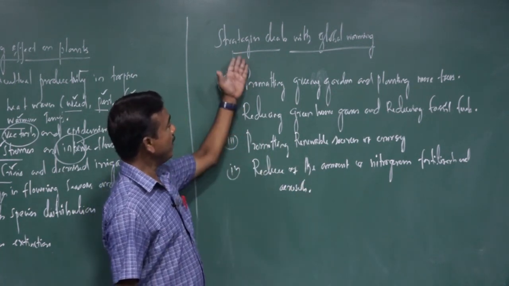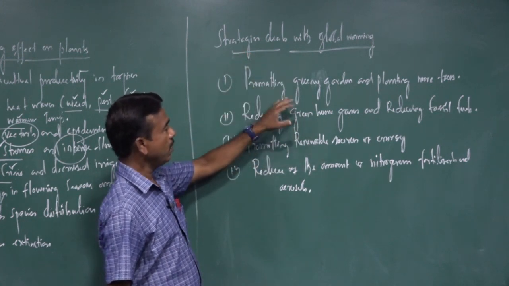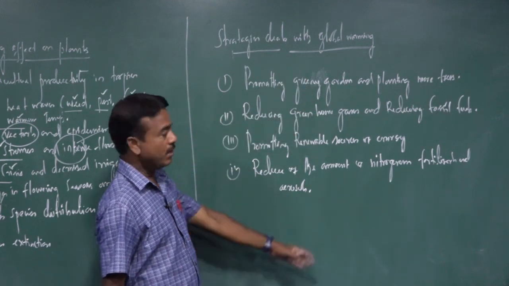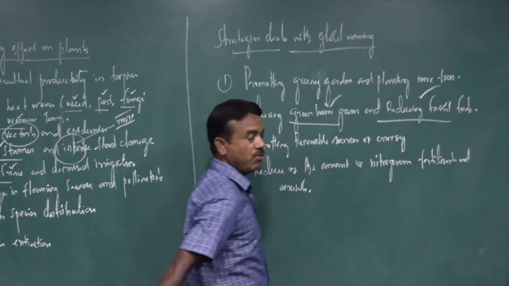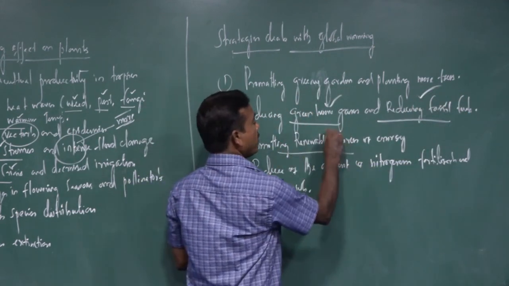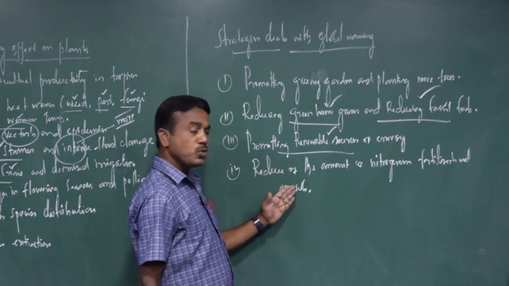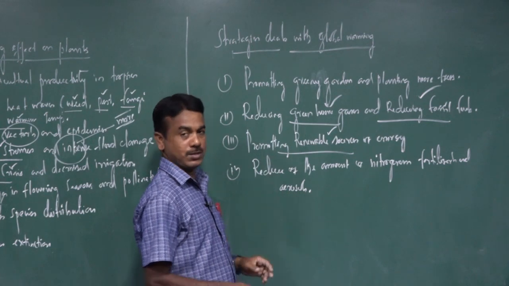Those four are commonly called strategies which deal with global warming. They are: promoting green gardens and planting trees, reducing greenhouse gases and fossil fuels, promoting renewable sources of energy, and last, reducing the amount of nitrogenous fertilizers as well as aerosols.